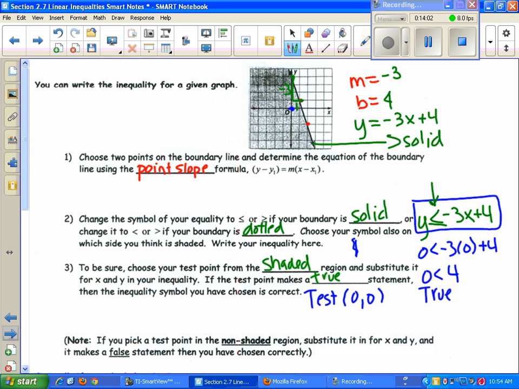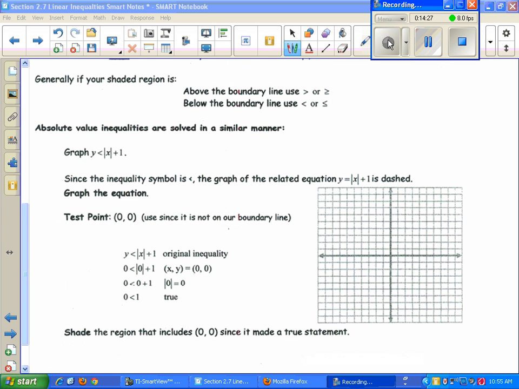So note, if you pick a test point in the non-shaded region, substitute in for x and y, and it makes a false statement, then you have chosen correctly. The vice versa is also true, but I find it a lot easier just to always pick a point in your shaded region. If it makes a true statement, then you did a good job. If it doesn't make a true statement, then you would have to flip your inequality so that it goes the opposite way. As I said before, generally if your shaded region is above the boundary line, you're going to use greater than or equal to. If it's below the boundary line, you're going to use less than or equal to. And if you're ever unsure, just always pick a test point and check.